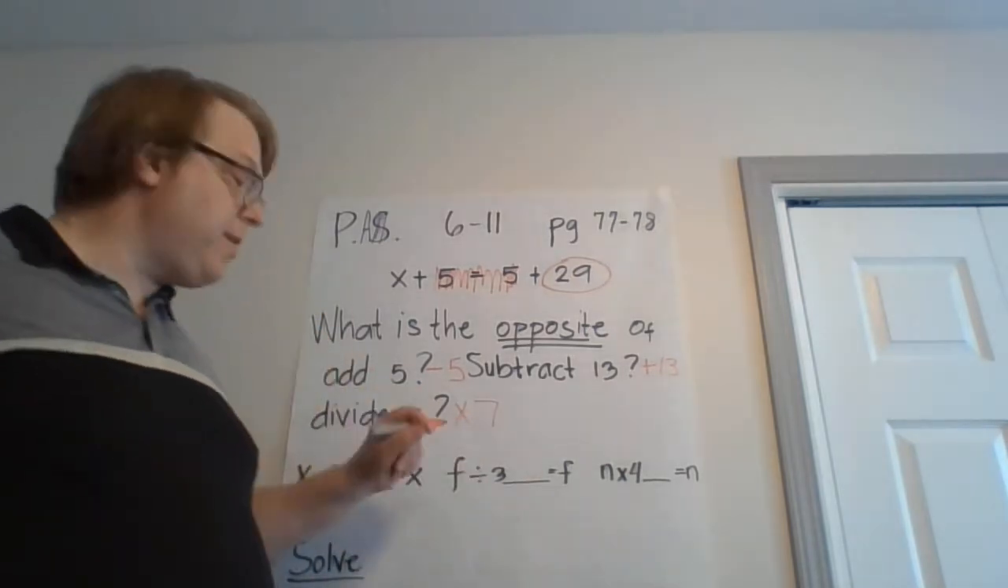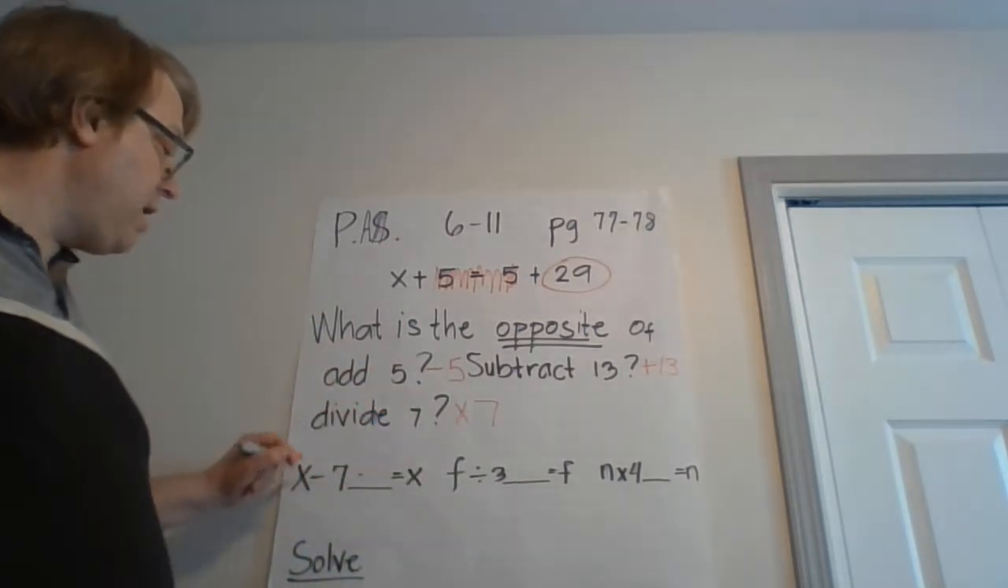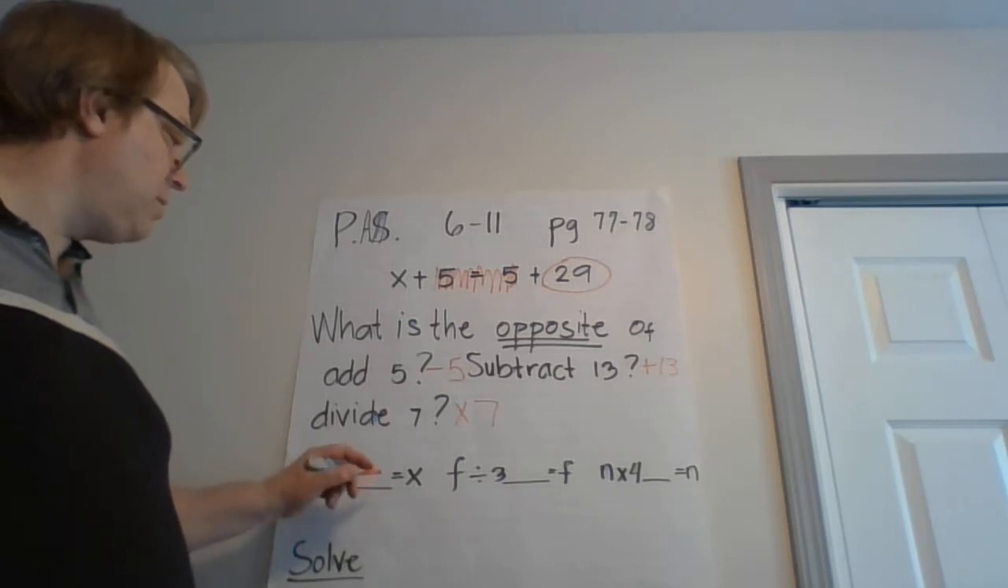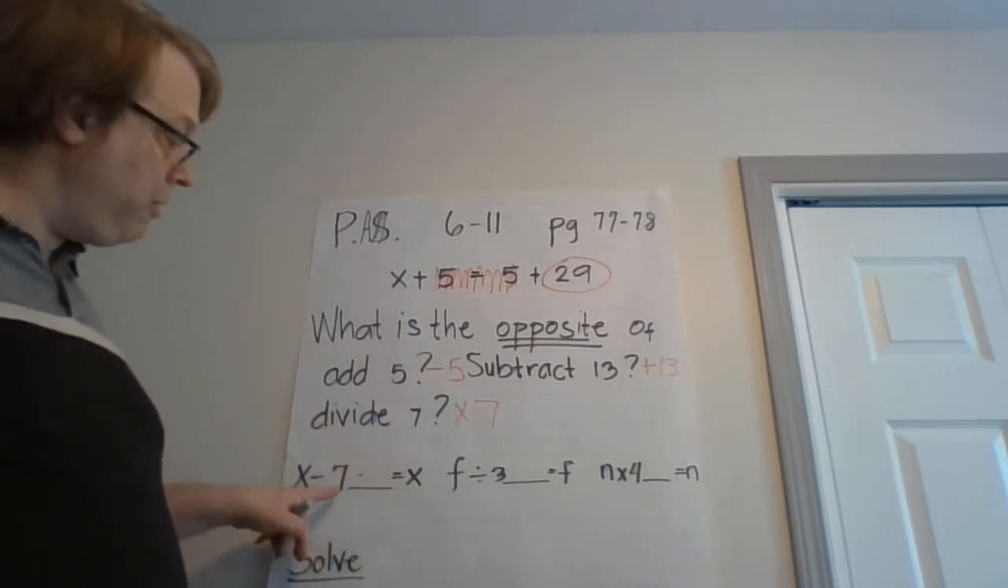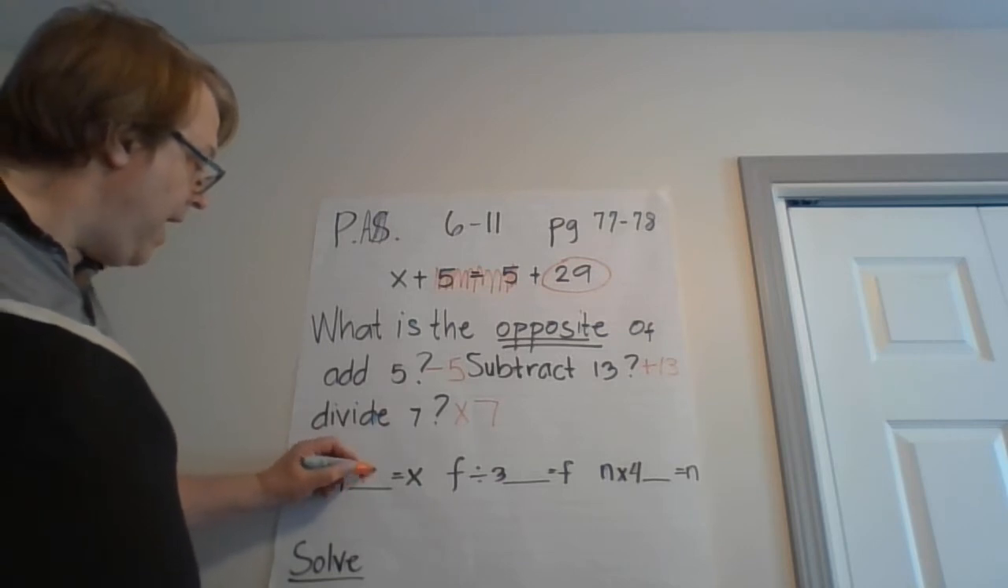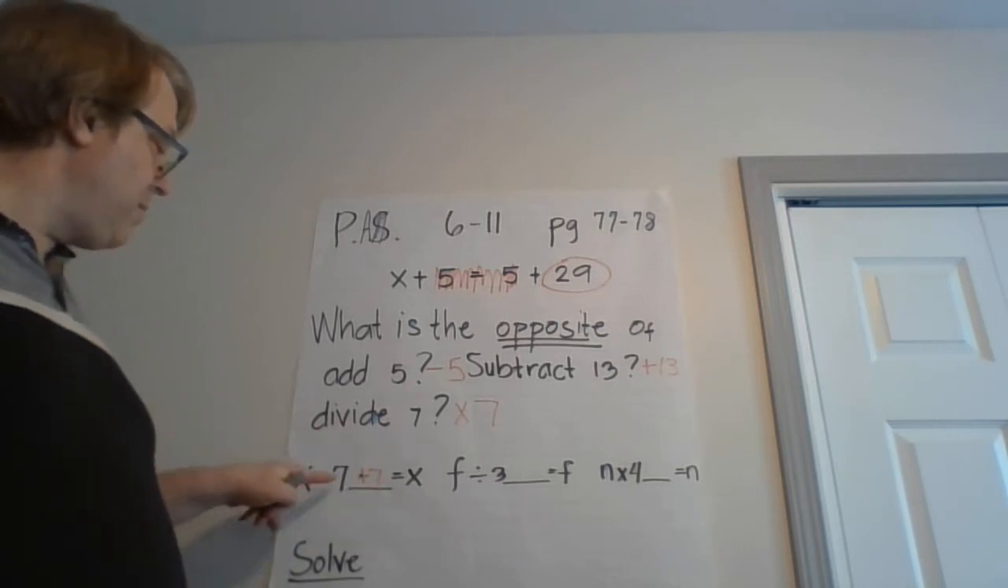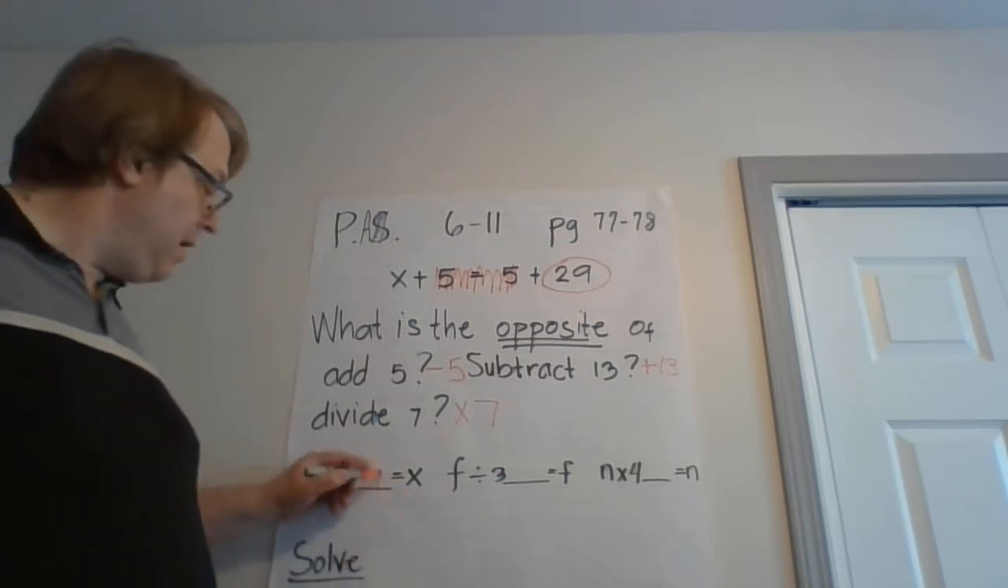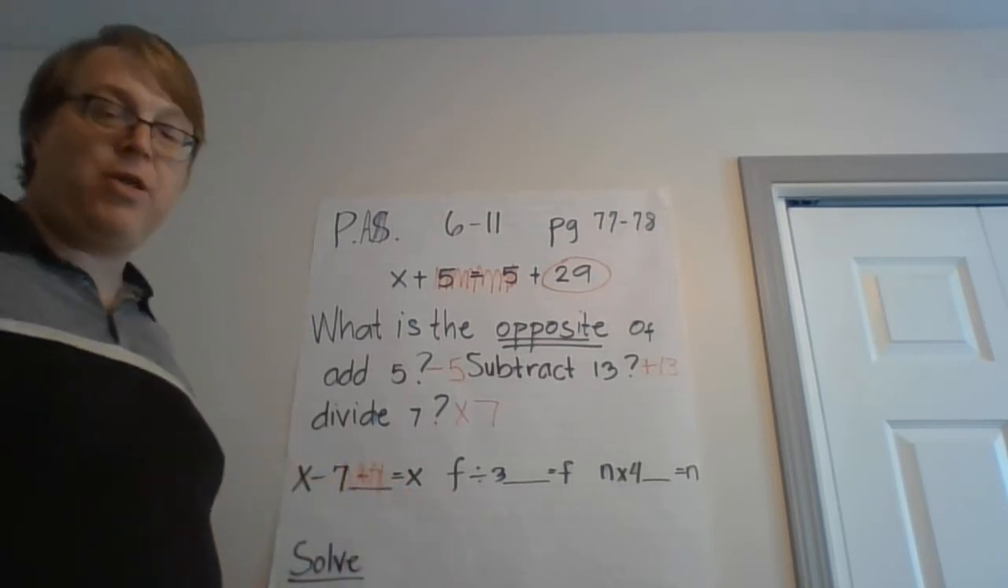Let's see why this is important. Keep going. X plus 7 equals X. How would we get rid of the 7? We would have to add 7. X equals 7 plus 7 equals X. Guess what? We can get rid of that information now.